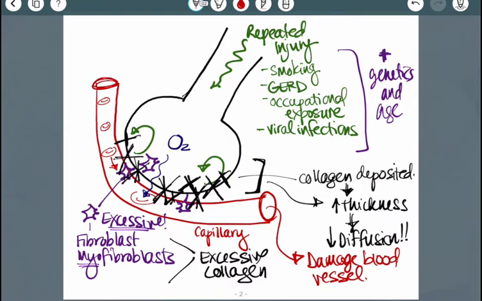The intersection between the alveoli and the capillary gets scarred down. That is going to make this alveoli incredibly stiff, right? When you're trying to get more air in, it's going to be very hard to stretch it because it's going to be wrapped in scar tissue. And then the oxygen that does get in is going to have a heck of a time getting into the blood vessel because of all this scarring that's in the way of diffusion.